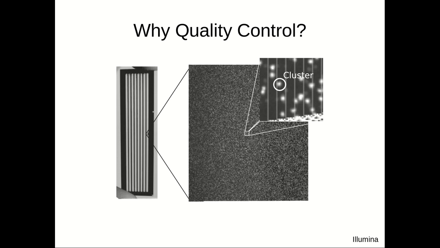So this video will be an outline of quality control for sequencing. And I want to start by going over why we even bother to quality control. So what you see on the screen here is on the left an Illumina flow cell. So this is the actual physical thing that we sequence from.